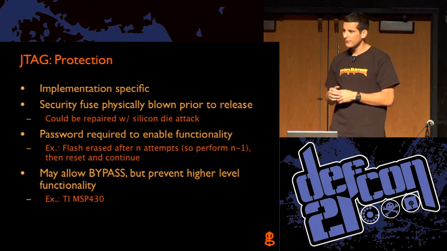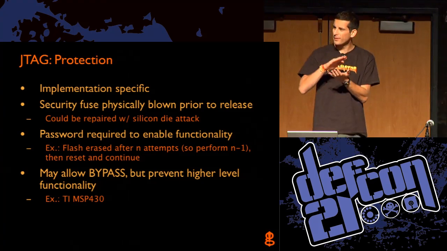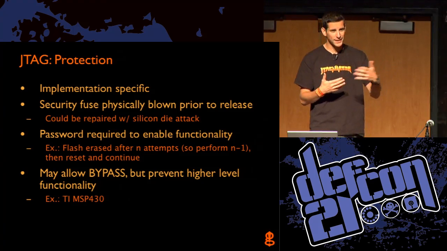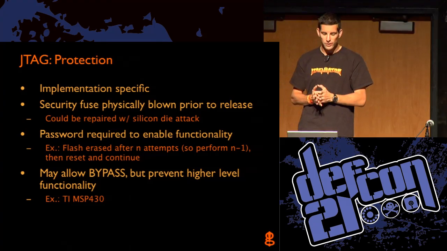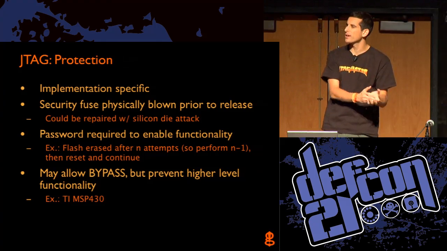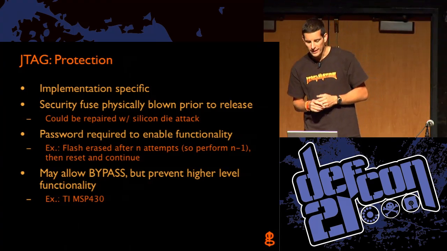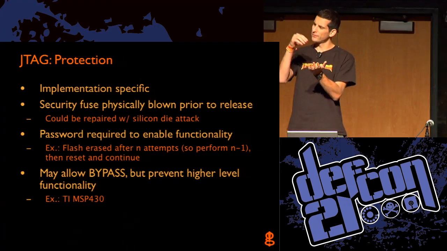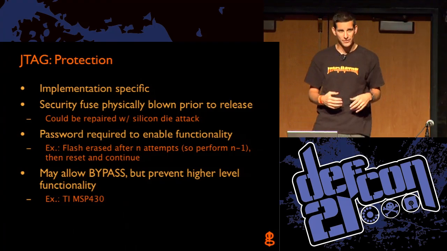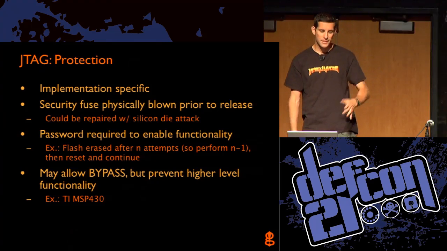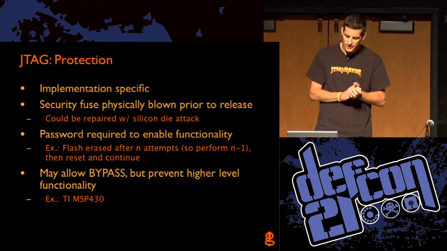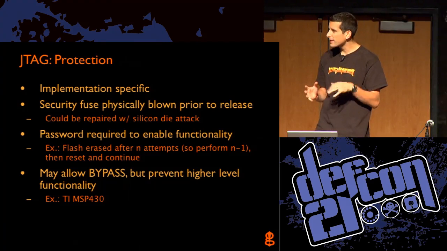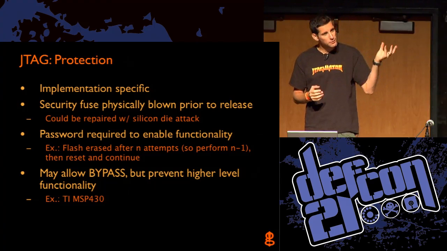What you might see are physical security fuses that are blown on the chip itself to prevent JTAG access from happening at all. Of course, once you do that, then the vendor can't use it as well. So it's a kind of risky maneuver. You might be able to do silicon die attacks, sort of like what Chris Tarnowski does or Karsten Nohl, to physically repair that fuse and then get into the device through JTAG. Some devices have some sort of password protection.